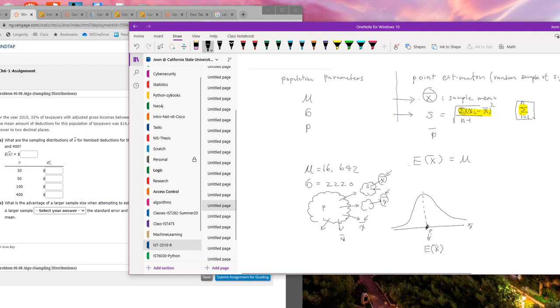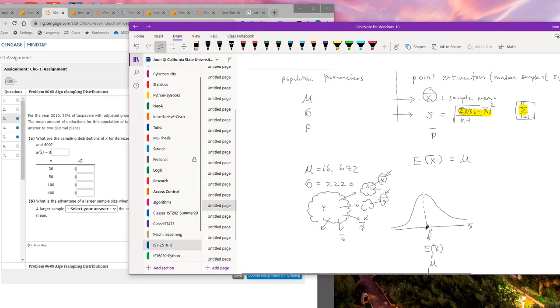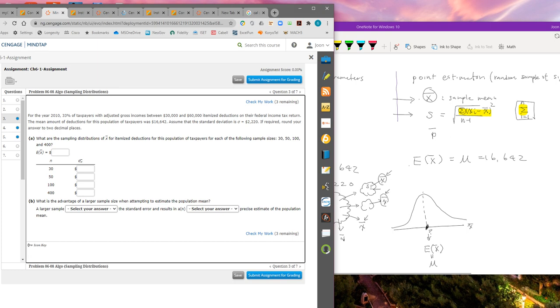The mean value of x bar is basically the same as the population mean, right? So the E of x bar is the same as the first one, the same as this value. You don't have to really calculate anything. Basically this one, which is 16,642, right?